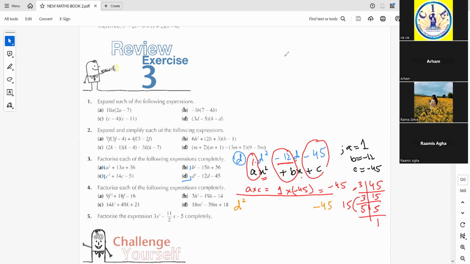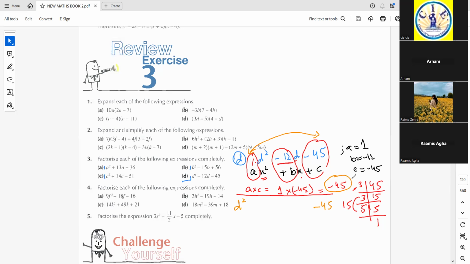Multiplication of A and C is a procedure that, for example, you need to have the coefficients of square terms multiplied with the constant term, and whatever you will get as a result, A times C, you will make the factors of those.